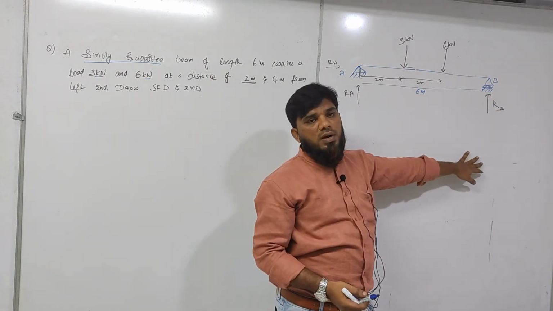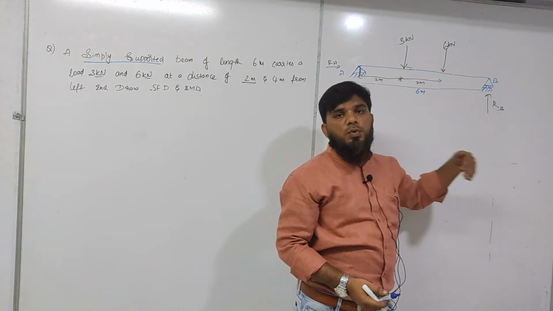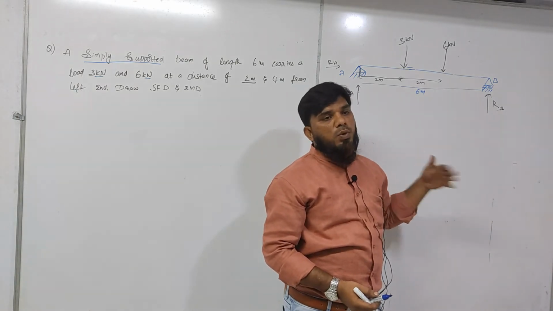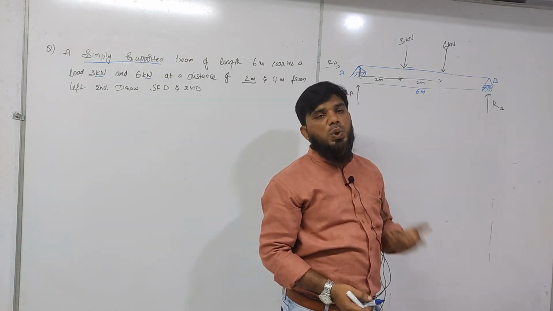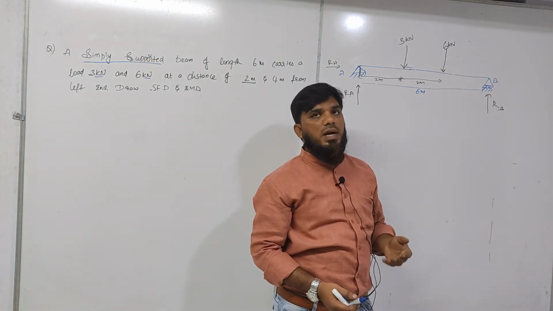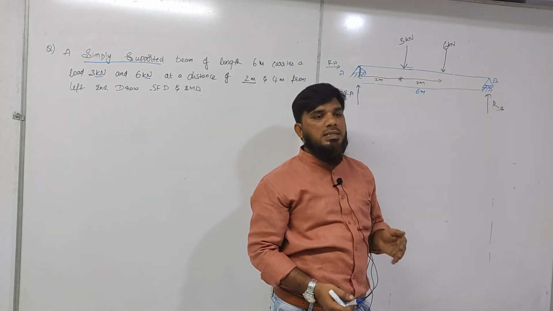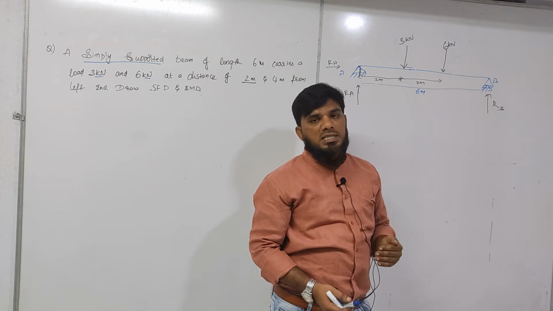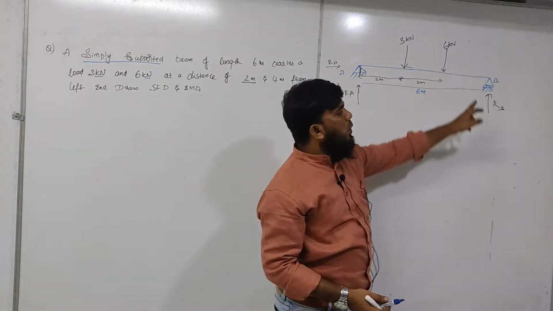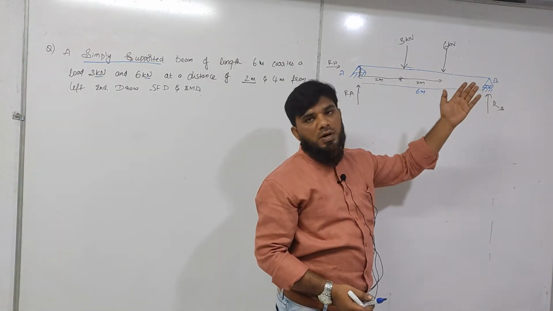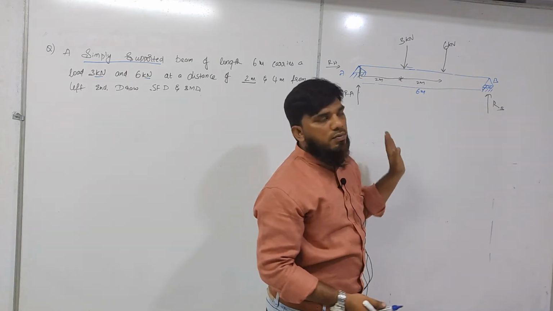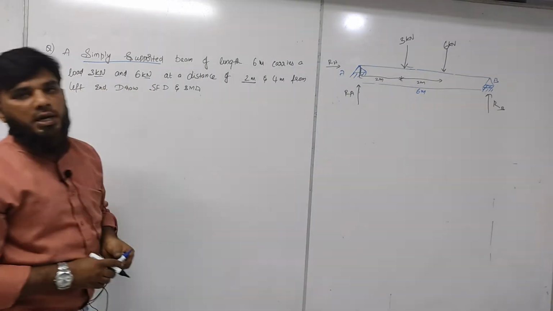What will a roller do? It will help you to move forward. If it is moving forward, there is no reaction. The reaction will only come when the motion has been constrained. Here no motion is constrained; it can easily move forward. So there is no horizontal force, no horizontal reaction at point B.